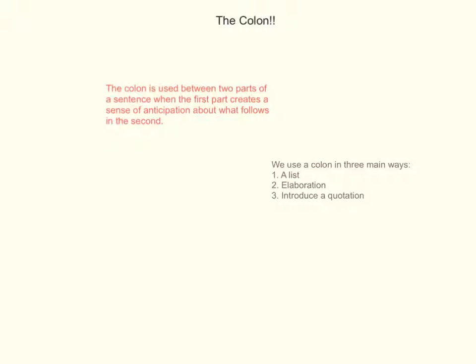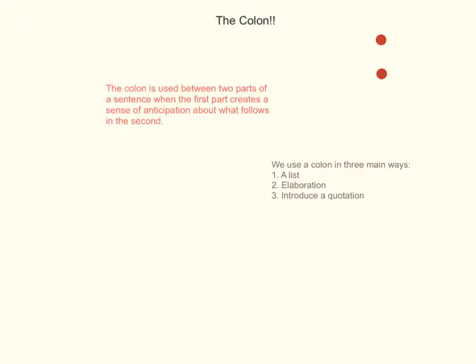The colon is a fairly basic punctuation mark. I think it's pretty understandable. It looks like this, and it's used between two parts of a sentence when the first part creates a sense of anticipation about what follows in the second. So whenever you have some sort of anticipatory phrase in a sentence, you can use a colon.